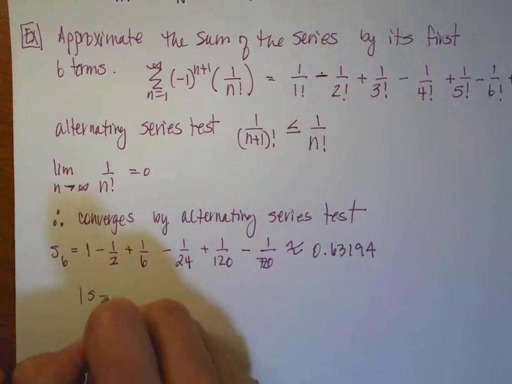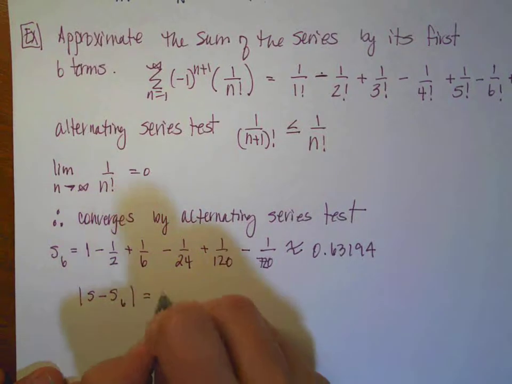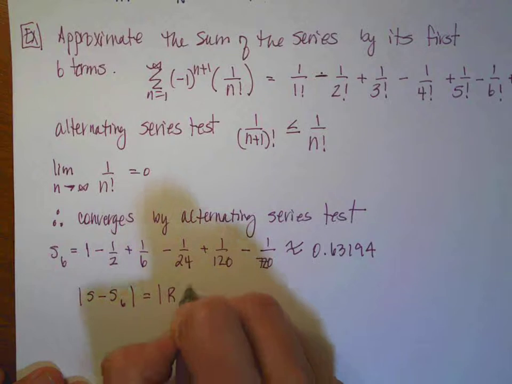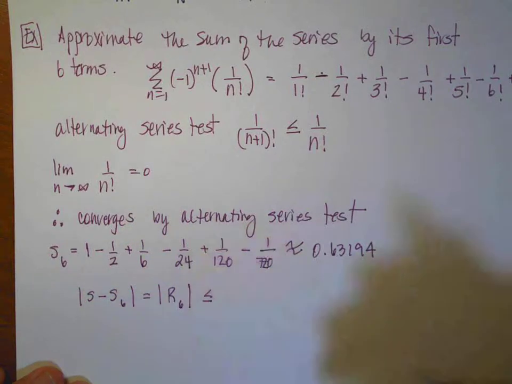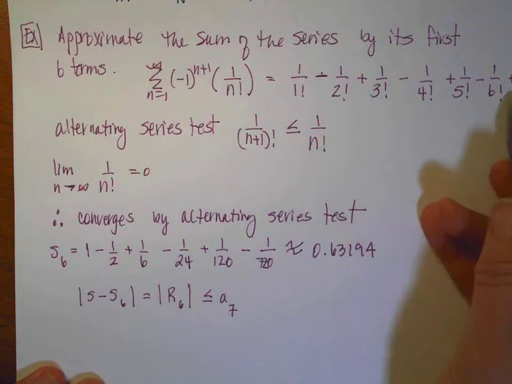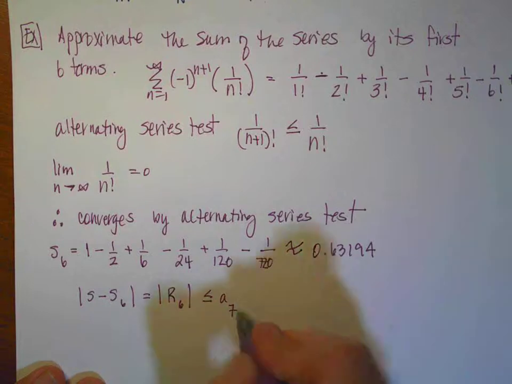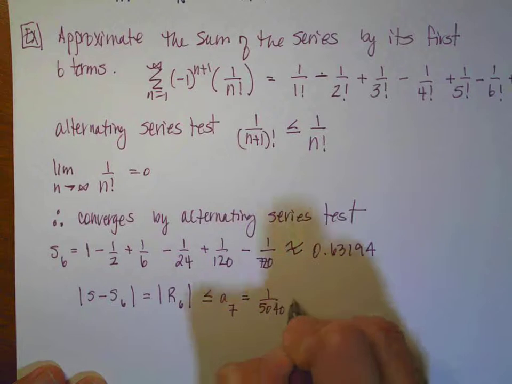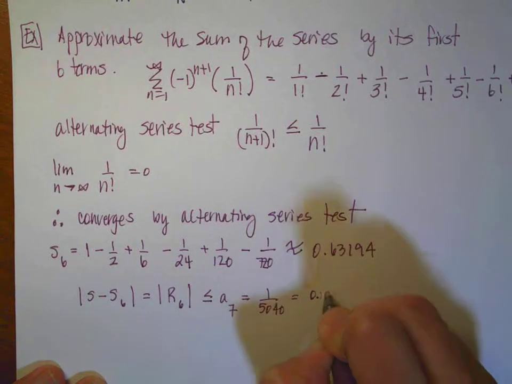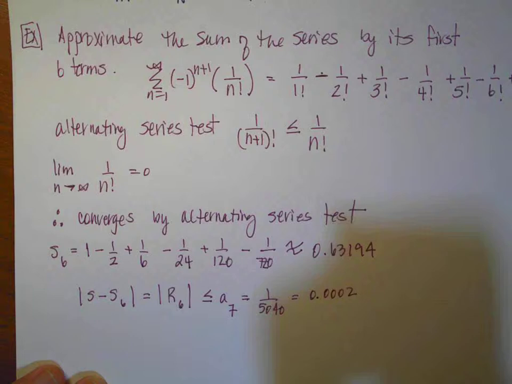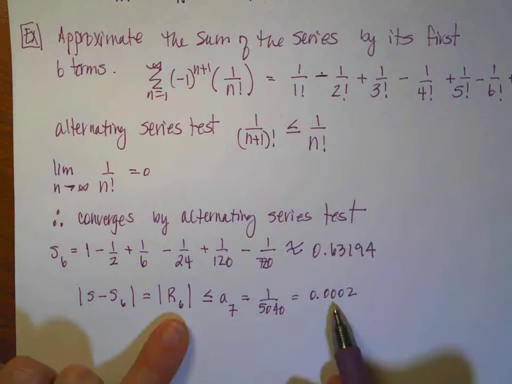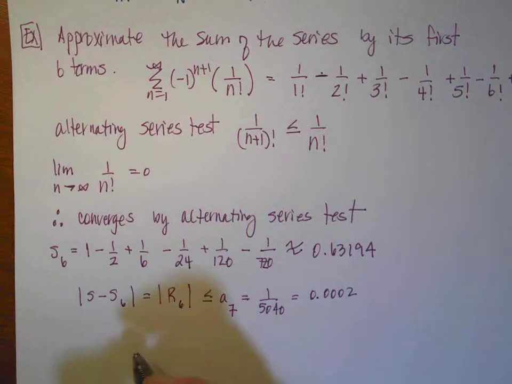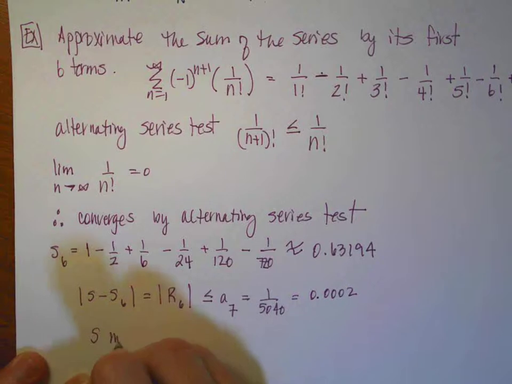Well then, because I know that this is true, then I can say that S minus S sub 6 is going to equal the remainder of the first six terms, which is going to be less than or equal to the seventh term, okay? And the seventh term, we could generate 1 over 7 factorial, and this would be equal to 1 over 5040, and that is approximately 0.0002. So this is our R, our remainder.